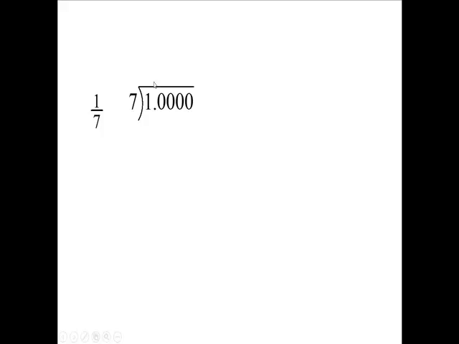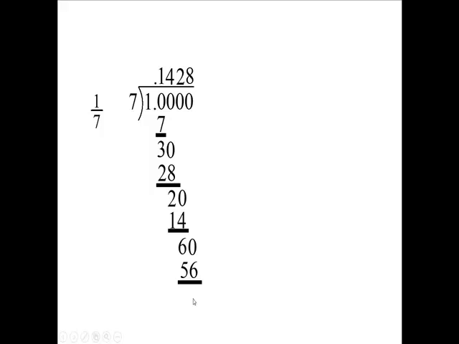Put your decimal here. 7 goes into this 1 time. 1 times 7 is 7. Subtract. Bring down a 0. 7 goes in this 4 times, because I know 4 times 7 is what? 28. Subtract. Bring down a 0. 7 goes into this 2 times, because 2 times 7 is 14. Subtract. Bring down a 0. 7 goes into 60, 8 times. 8 times 7, 56. But we could stop. We could go ahead and subtract 4 and keep on going.